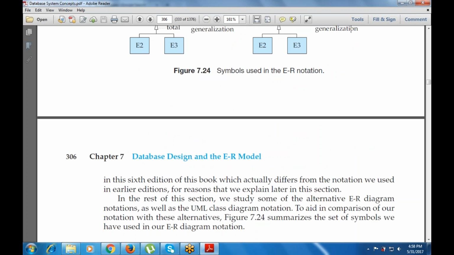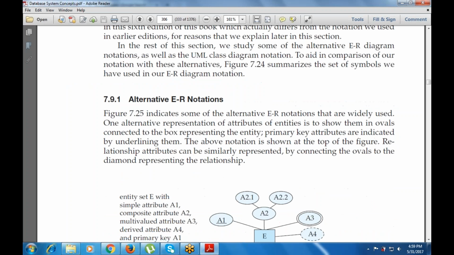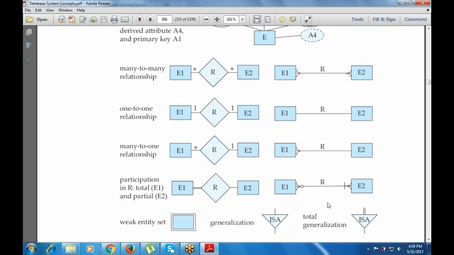This is used with the sixth edition, which differs from the notations we used in the earlier sections for reasons that we explain later in this section. In this section, we are going to represent the various alternatives for the ER diagram notations as well as the UML diagrams. The UML diagram I am going to take in the next class, that is, tomorrow's class.